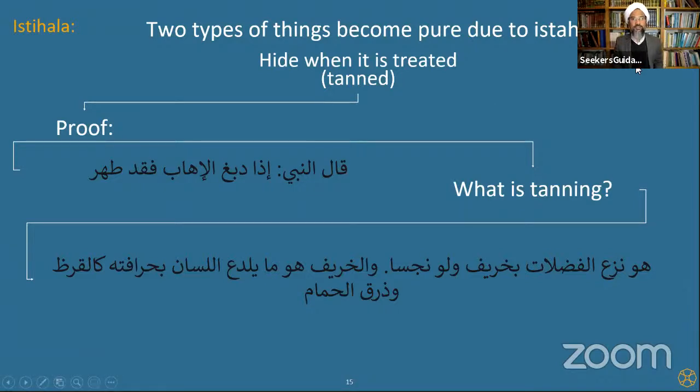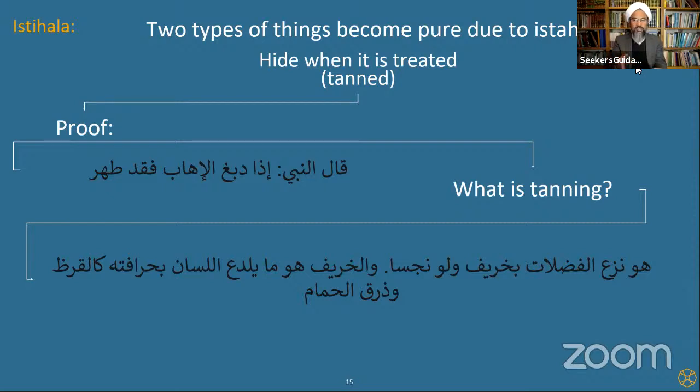So what is the proof for this? You have a dead animal, you remove the hide and you tan the hide, and in tanning, the hide becomes pure and permissible for you to use. What is the proof for that? The proof is the statement of the Prophet ﷺ that says, إِذَا دُبِغَ الْإِهَابُ فَقَدْ طَهُرَ, when a hide is tanned, فَقَدْ طَهُرَ, then as a result of that tanning process, the hide becomes pure, and Allah SWT knows best. The next question we ask ourselves: what is meant by tanning?